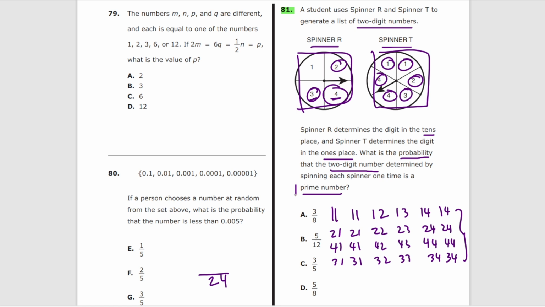Now, the options we're looking for are what? We are looking just for the prime numbers. So 11, 11, 13, 23, 41, 41, 43, 31, 31, and that's it. 1, 2, 3, 4, 5, 6, 7, 8, 9. So 9 out of 24. If you simplify this by dividing by 3, we're going to get 3/8. The answer is A.